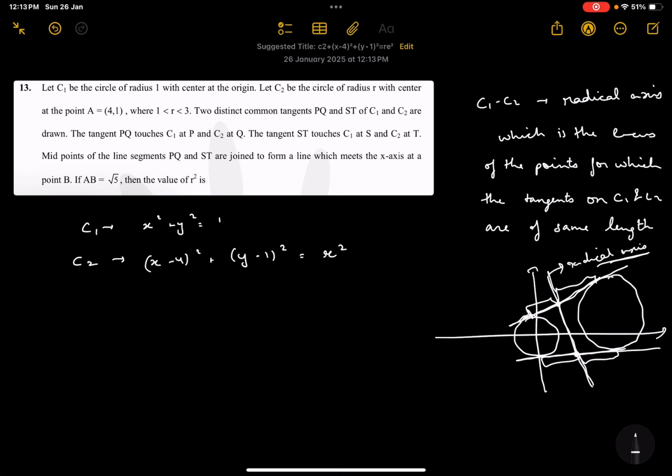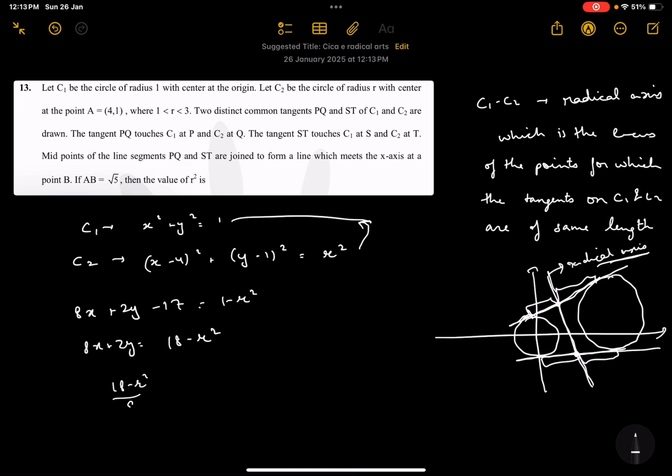So c1 minus c2 gives us the equation of the radical axis as 8x plus 2y minus 17 equals c1 minus c2. And so this gives us 8x plus 2y equals 18 minus r square. The x-intercept is (18 minus r square)/8, 0. Let this x-intercept be h, 0.